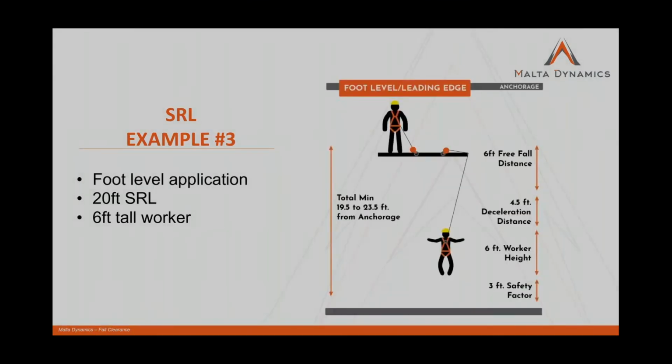And then we have the dreaded SRL used at your feet. Okay, this kind of kills all the pluses that you had by selecting an SRL and not a lanyard. They are gone. Right now, you're going to have a fall. You're going to have a full-on 6-foot free fall distance. Most likely, you're going to have your typical Class B 4.5-foot deceleration distance. There's your 6 feet for height of the worker.